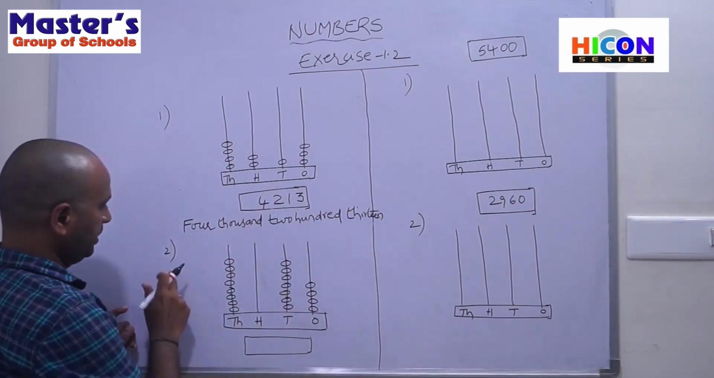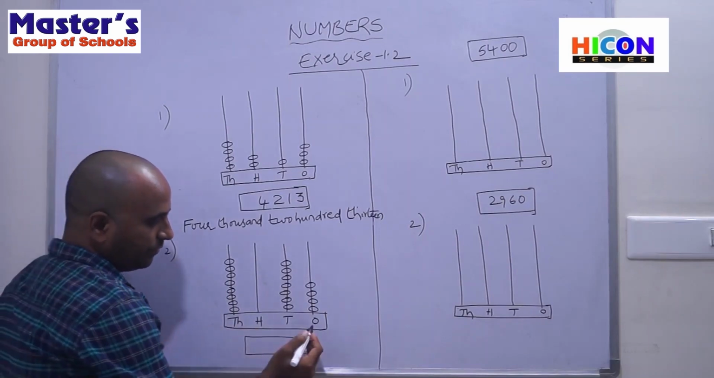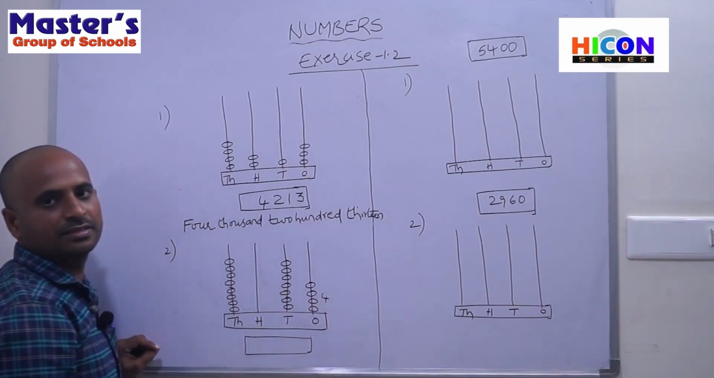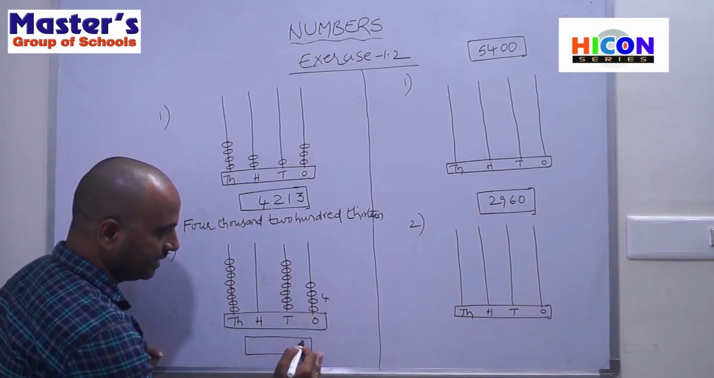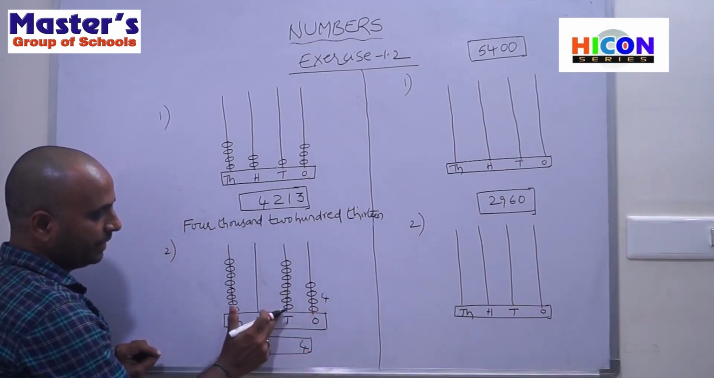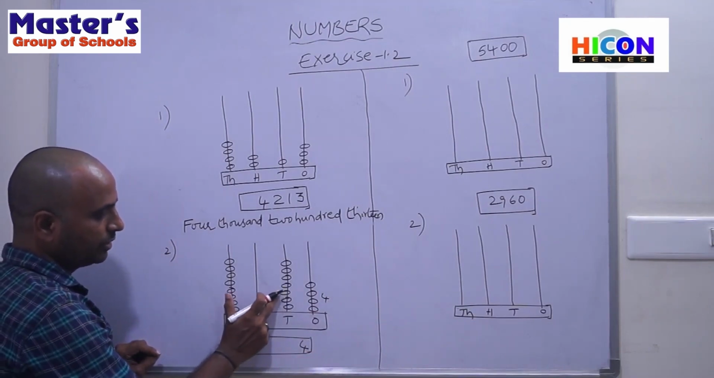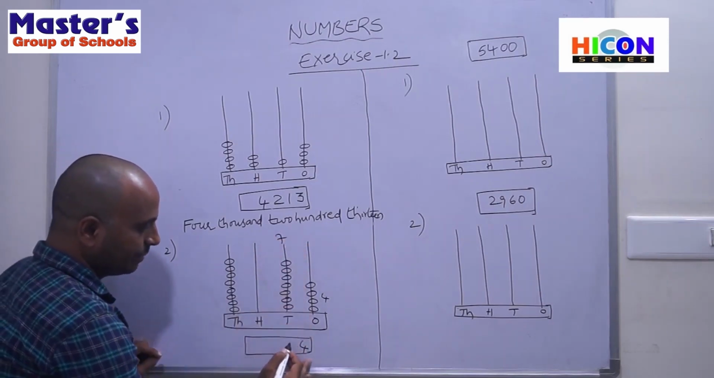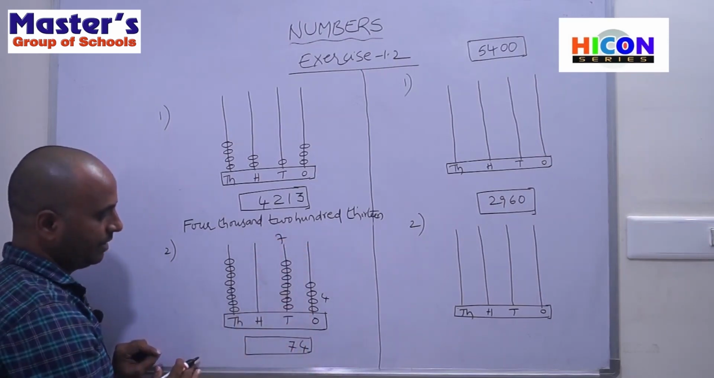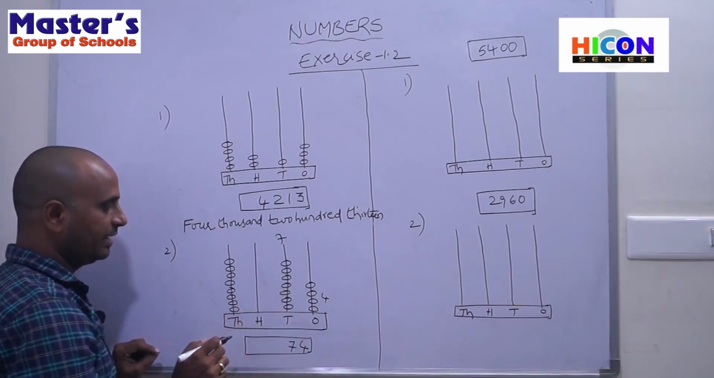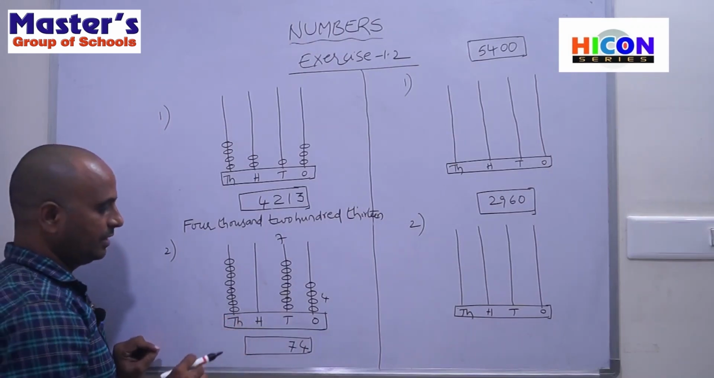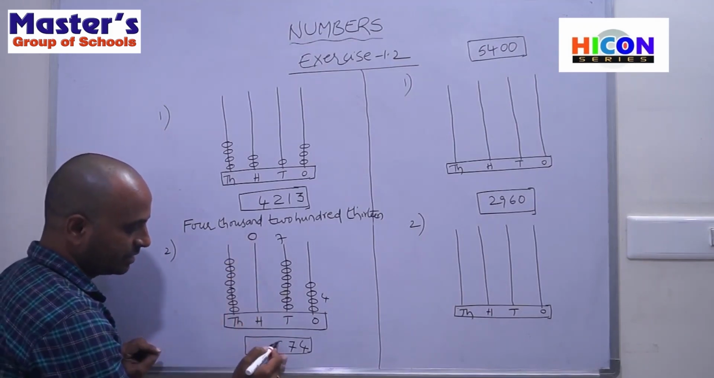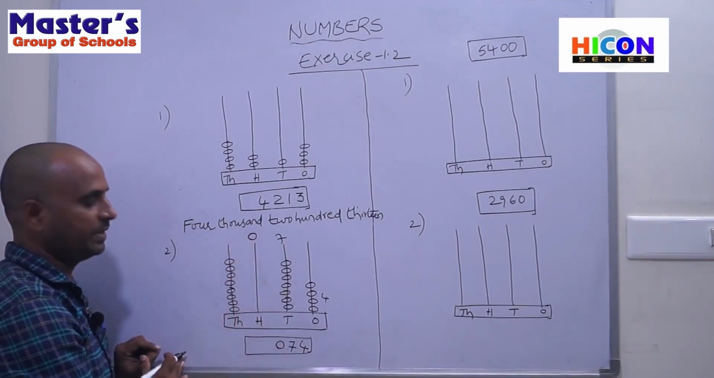So in a similar way, look at the second problem. The first stick, that means the ones place stick, contains 4 beads. That means 4 is present in ones place. And the tens place stick contains 1, 2, 3, 4, 5, 6, 7 beads. So 7 is present in tens place. And the hundreds place stick does not contain any beads. That means 0 beads, so 0 is present in hundreds place. So write 0 in hundreds place.